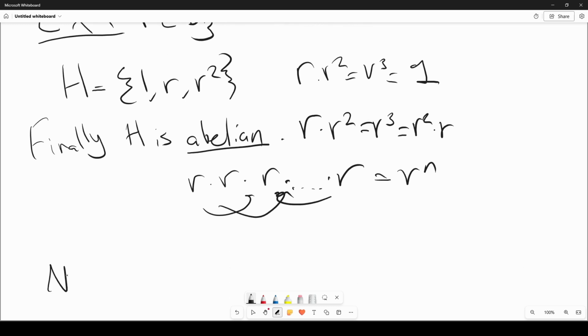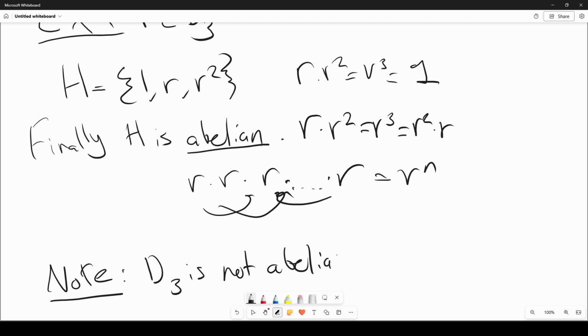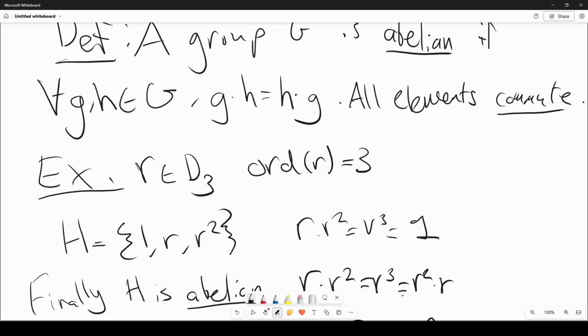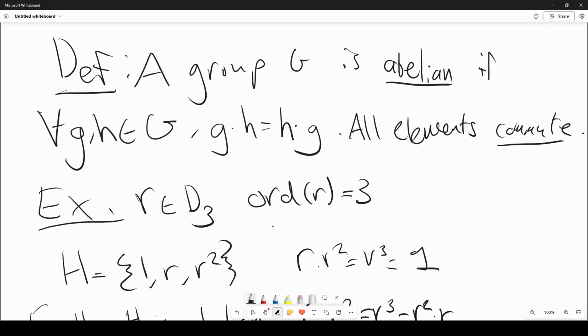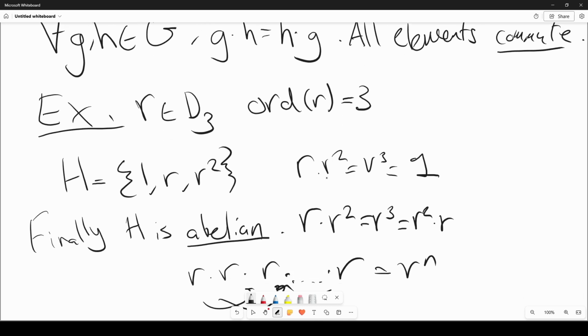Now I should note that D3 itself is not abelian. And you should check this for yourself. And I'll give you a hint. The best way to check it is to determine whether s r equals or doesn't equal r times s. And I'll tell you that they're not equal to each other. But just try this out. And note that if they're not equal to each other, then there is an element that doesn't commute, which means it violates the definition of abelian, which requires that all elements commute with each other. All pairs of elements.